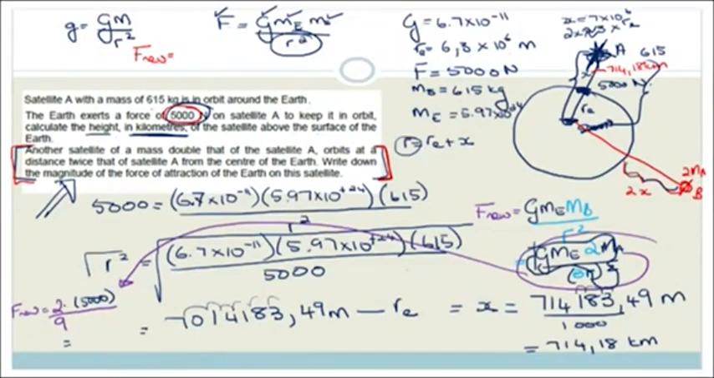So therefore, it is just going to be 10,000 over 9, which is, well, we can work it out, 1 newtons. Okay, so there you go. Now you know what the force is. It just said write down the magnitude of the force of attraction. They kind of want you to go with ratios.